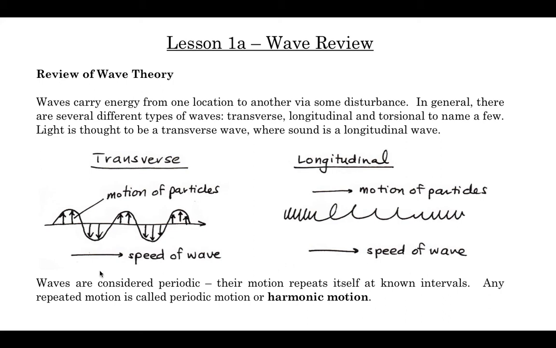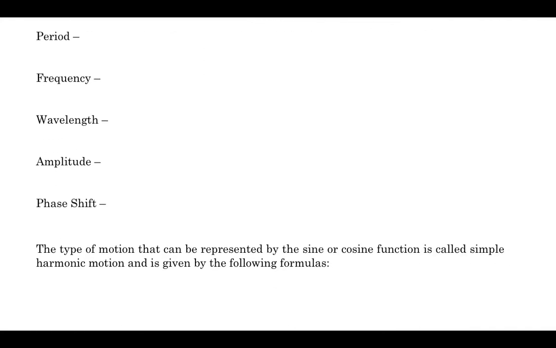Waves can be considered pulses, or they can be periodic, right? So their motion will repeat itself at a known interval. Any repeated motion is called periodic motion or harmonic motion. So here's a couple terms that we just need to know. The period for any wave is the time to complete one cycle. Okay, so from one position to its return position, and this is kind of the periodicity of the wave. In physics, usually we give it the symbol capital T, and it's measured in seconds.